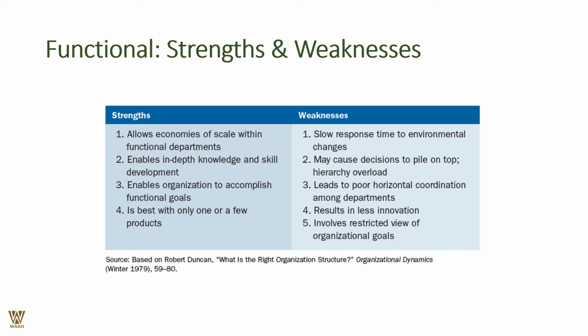Similarly, for weaknesses, we can have a slow response time because they might be isolated. They might be working in silos. So in silos, the finance department will never come to know what is happening in the marketing aspect. Similarly, the marketing will never come to know what problems are being faced by the operation department. It may cause decisions to pile up at the top. Obviously, yes, it is expected that people, resources, decisions, and orders are to be issued from one funnel, one corner, and that might lead to a bottleneck with a hierarchical overload, leads to poor horizontal coordination among departments, results in fewer innovations, and involves a restricted view of the organization's goals per se.